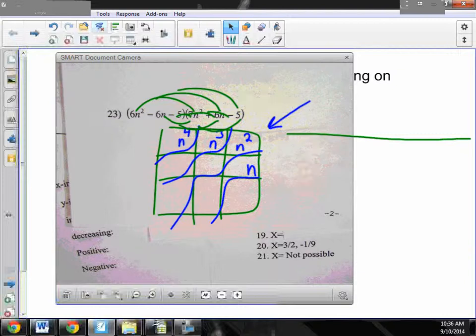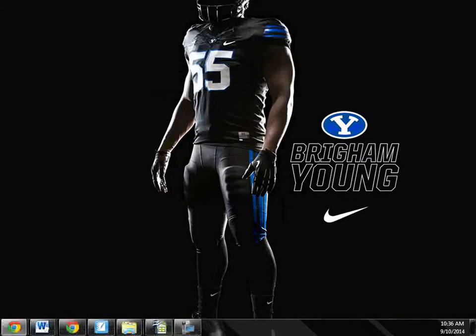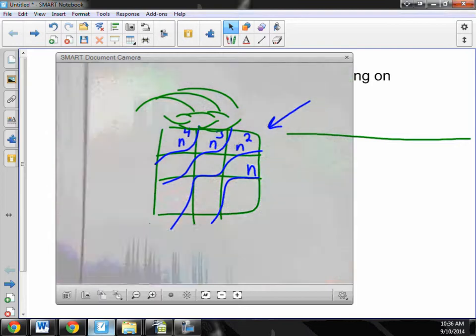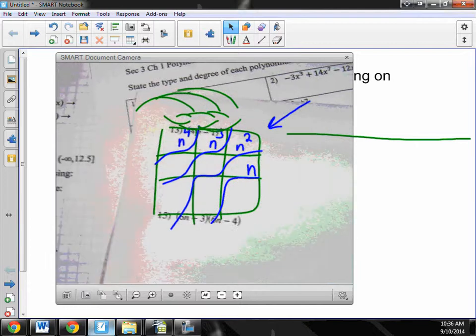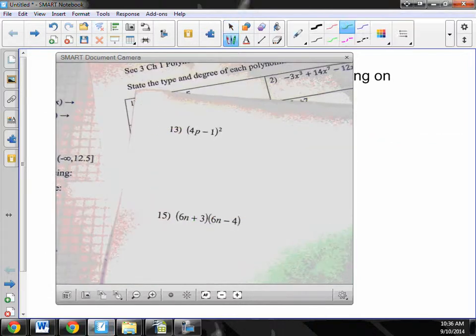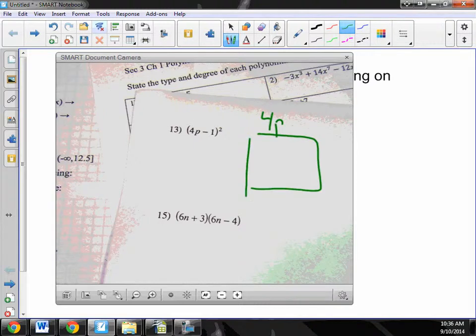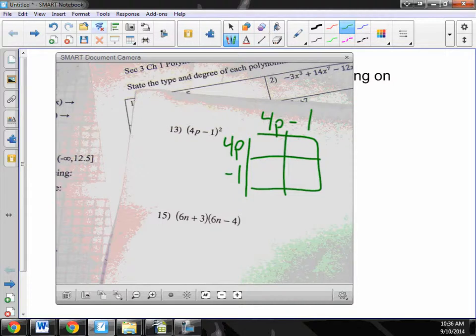The answers on the first worksheet, yeah? 13? Oh, okay. Look at 13. How would you do it? We're going to draw the box, and it's 4p minus 1, and the other side is also 4p minus 1. It's just 4p minus 1 times itself, not 8.